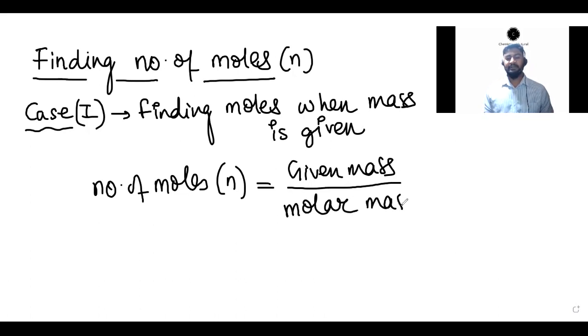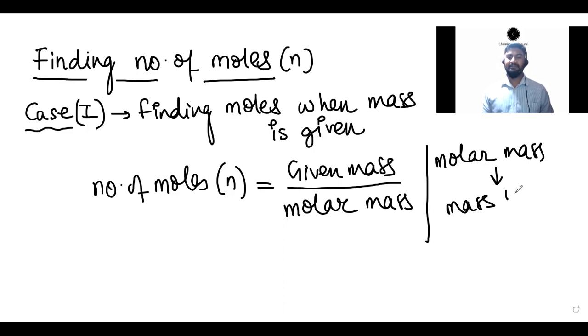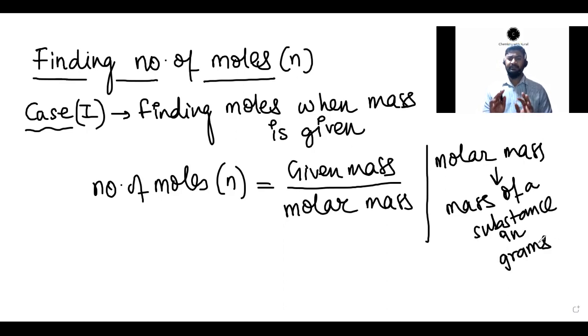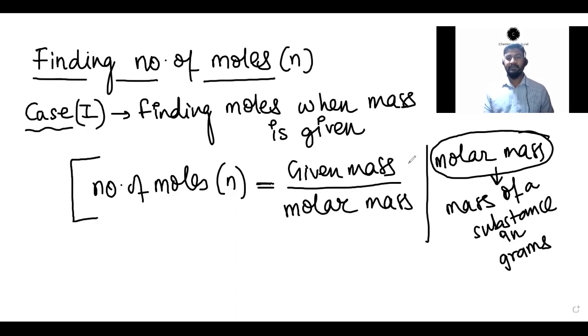Simple. What is molar mass? I have told you that in the previous class as well. Let me repeat it. Molar mass is nothing but the mass of a substance in grams. That's it. Be it an atom or a molecule, that mass in grams is what we mean by molar mass. As simple as that. So number of moles will be given mass by molar mass. This is the very first formula that we have.